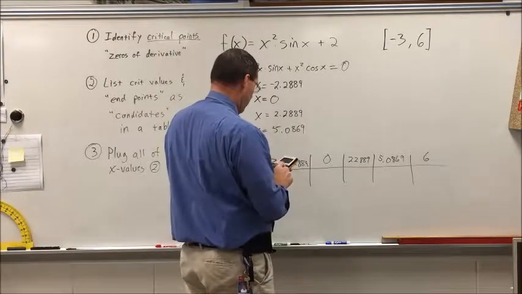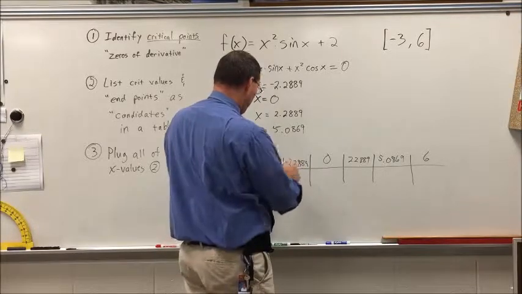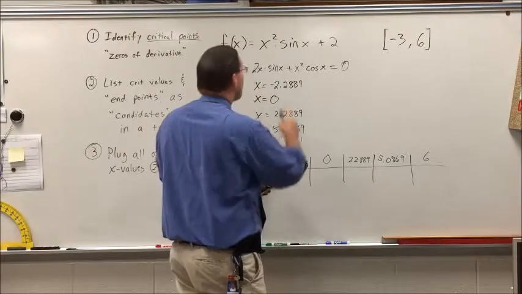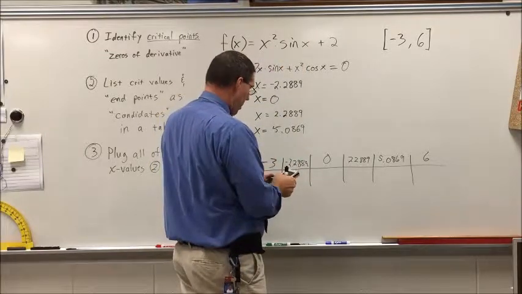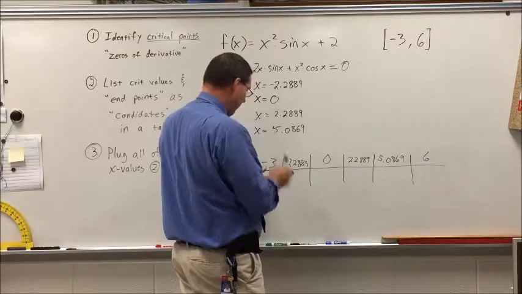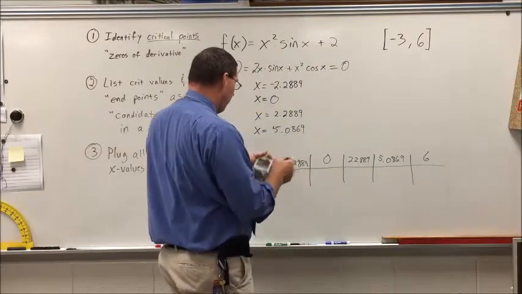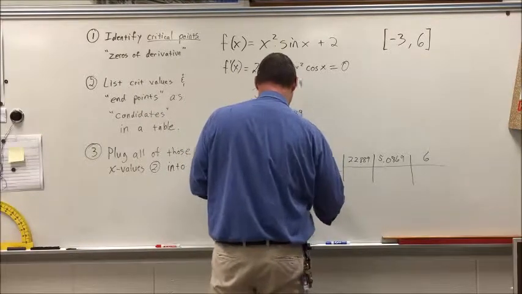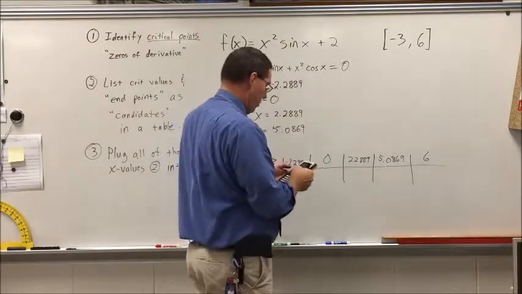Next one. I'm going to plug this one in to here. So I'm going to go -2.2889 squared times sine of -2.2889 plus 2. Press enter, and I get -1.9453.